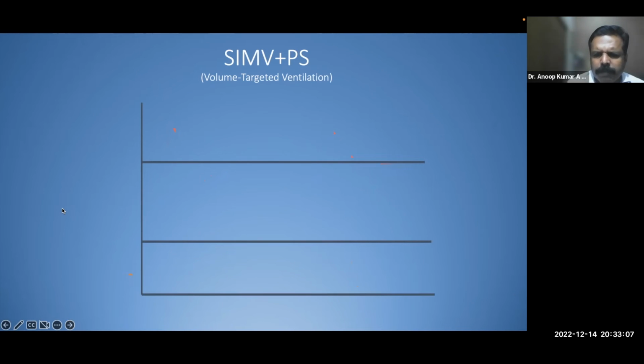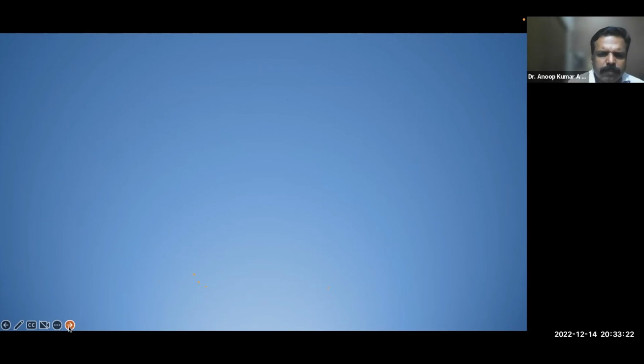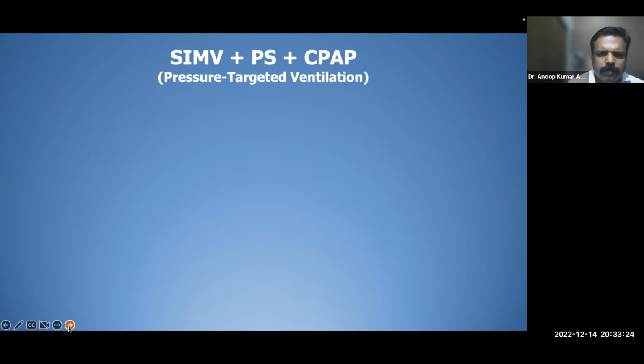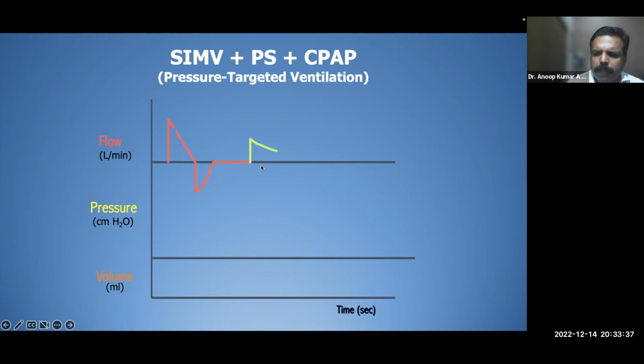This is the same as SIMV with pressure support in volume targeted ventilation, which we have already discussed. This is the pressure support level for the volume targeted ventilation. Now, along with that, if you apply a PEEP, usually we will not keep a PEEP like that. We will always keep a pressure support also. Along with the pressure support and SIMV, we always keep a PEEP also.